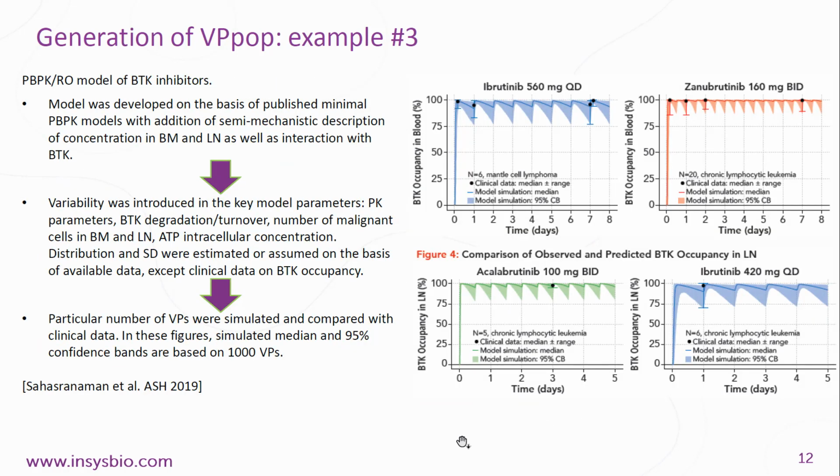To illustrate this approach, the third approach, I would like to show you first of all the in vitro model of BTK inhibitors. This model was used to predict the data of the BTK occupancy in different compartments such as blood, lymph nodes, and bone marrow. And here we use all clinical data on the BTK occupancy only for validation. So the variability was introduced in the key model parameters on the basis of the other available data, such as clinical PK data, in vitro and ex vivo data. So you can see the example of the model validation on the right side of the slide.